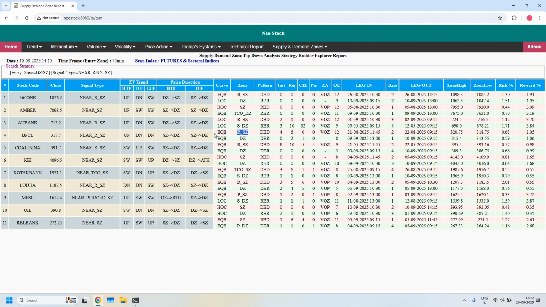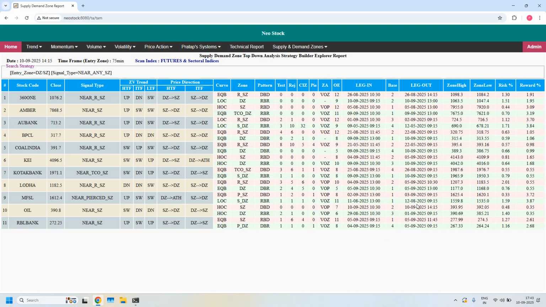Okay, next one is BPCL. BPCL is having a 75 minutes high liquidity supply zone. Next one, Coal India, you cannot use because it is a pierced zone. So anybody interested in pierced zone strategies, you can select this stock and apply the concepts that you learned in lesson 28. And next one, Lodha, is having a 75 minutes high liquidity supply zone. So in total, we identified 4 75 minutes high liquidity supply zones from this list. So this is about high liquidity zone identification.